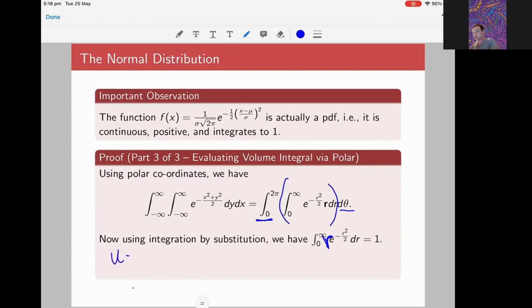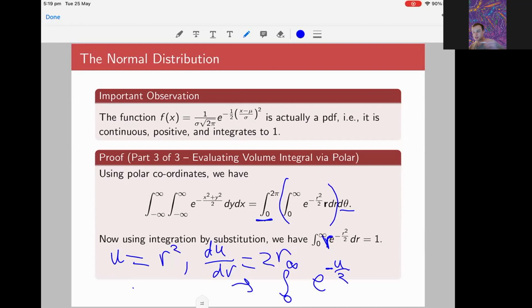So you would go u equals r squared, so that du on dr is equal to 2r. And then what we find is that this integral becomes the integral from 0 up to infinity of e to the minus u divided by 2, r times dr. Well, we know that r times dr is equal to du divided by 2. So this is the computation that you need to do that will allow you to actually evaluate this integral.